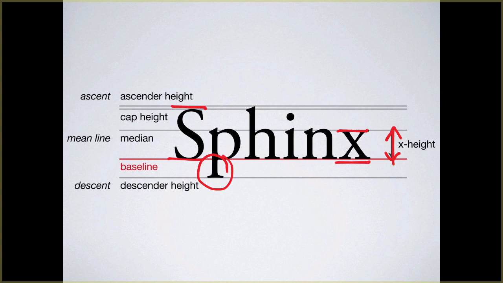And we have an ascender height, which are things like h's, where we have the tops of the letters going up. Depending on the font, they could be a little bit taller than the cap height, or they could be identical to the cap height. It depends on the font designer as to whether they're a little bit taller or not.